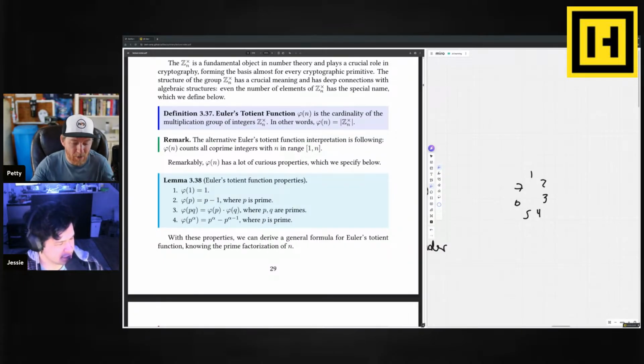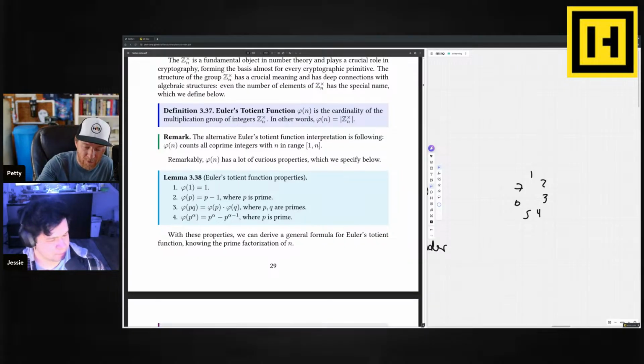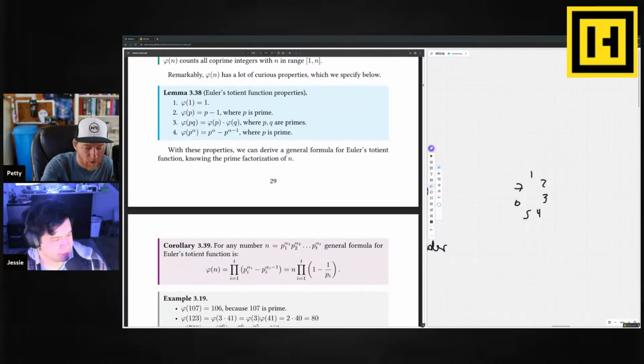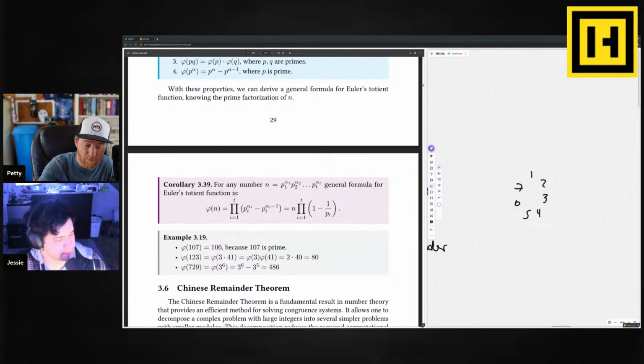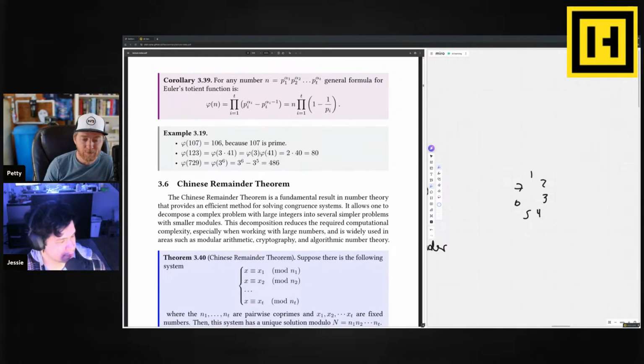Anyway, with these properties, we can derive a general formula for Euler's totient function, known as the prime factorization of n. For any number n equal to p1 to the alpha 1 and so on, the general formula for Euler's totient function is phi of n equal to the product from i to t of p_i to the alpha_i minus p_i. What's the difference?